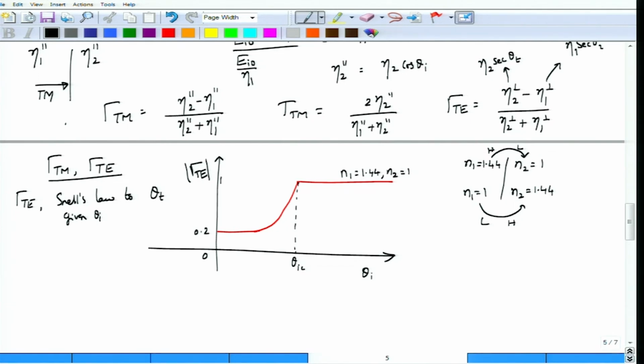Now, what would be the graph for gamma Te for the other case, that is, when you go from lower to higher refractive index? Again at 0 they would start to be the same, and they would continue to be the same until a few degrees of angle of incidence, and thereafter the magnitude of the reflection coefficient gradually goes and becomes equal to 1. This kind of behavior is expected, right. This is what you would expect as the angle of incidence is slowly increased.